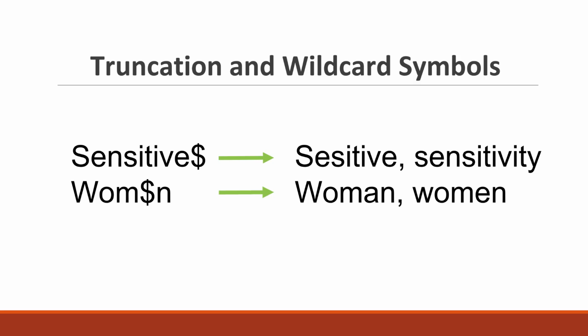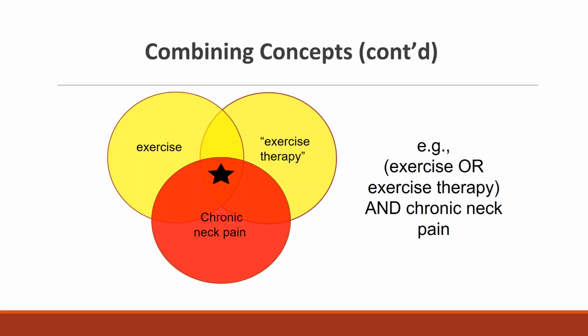For example, entering the term sensitive with a $ sign added to the end in PubMed will retrieve articles that include sensitive or sensitivity. The term woman, spelled with a $ sign replacing the A, will find woman and women. Refer to box 31.1 in your text for more examples.